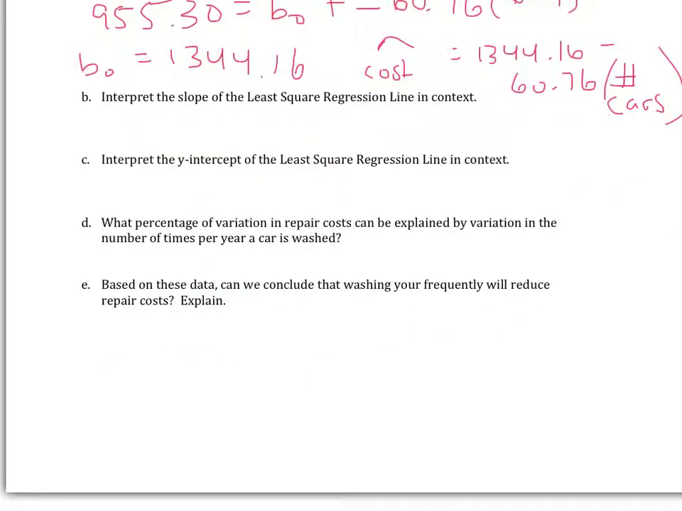The next part asks you to interpret the slope. So for each additional one car that was washed, the cost of repairs went down about $60.76. C asked you about the y-intercept. So when the number of cars washed was 0, we'd expect the repair cost to be about $1,344.16.